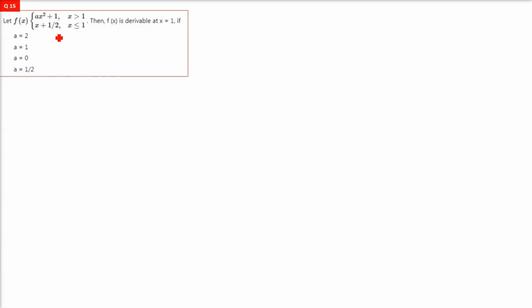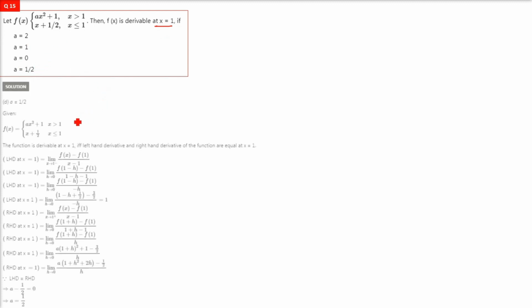This f(x) is ax square plus 1 when x is greater than 1, and we have to check the derivability at x equals 1. When x is less than or equal to 1, it is (x plus 1) by 2. Right? For those who want to do it by themselves, they have a reference here. That is the answer I am showing. And derivability means we have to do the left hand derivative and right hand derivative, and since it is already given that it is derivable, we can just equate the LHD and RHD.